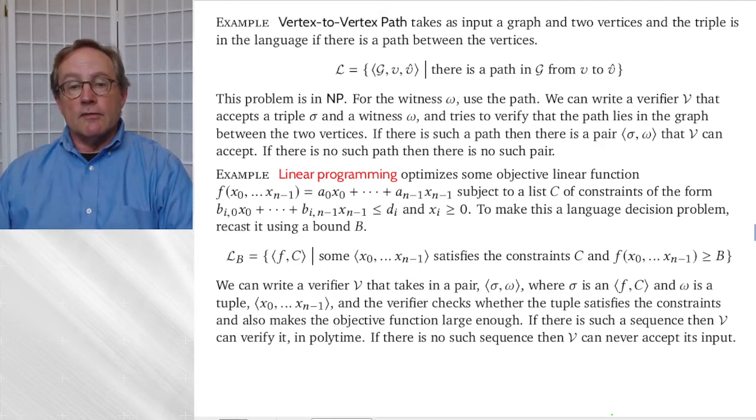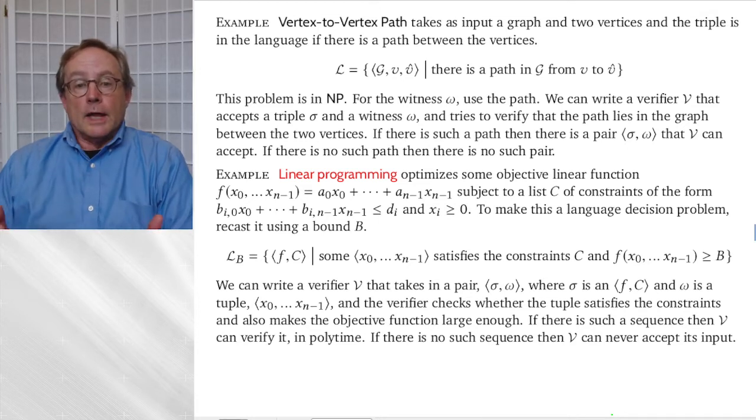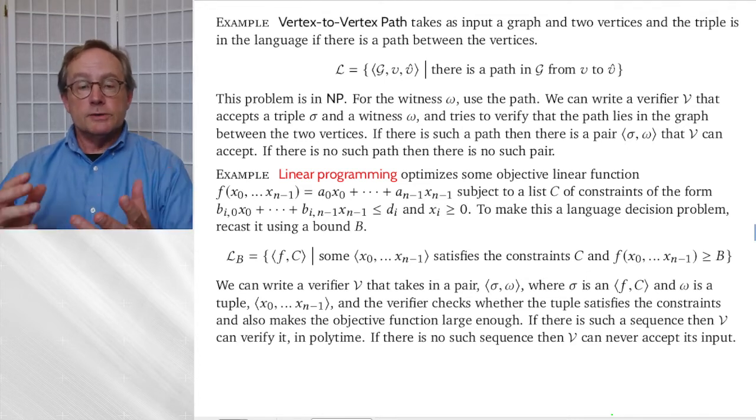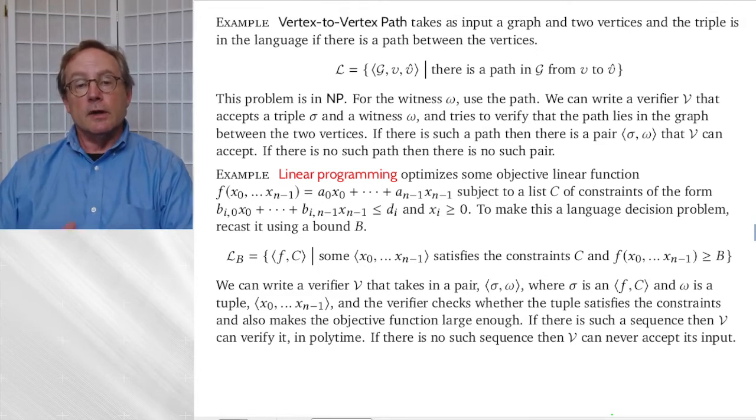Now I can write a verifier that will check a pair sigma, omega, where sigma is f, c. For the hint, for the omega, I'll take the actual tuple of numbers, in this case an n-tuple of numbers that works. There might be many tuples of numbers that work. I'll give one. It's easy to check that. So the verifier will have no trouble in polytime verifying that it works. On the other hand, if there is no such tuple, then the verifier can't possibly verify what I've handed in. So the verifier is doing the right thing here. So we conclude that linear programming, the collection of problems L sub B, is indeed a member of NP.